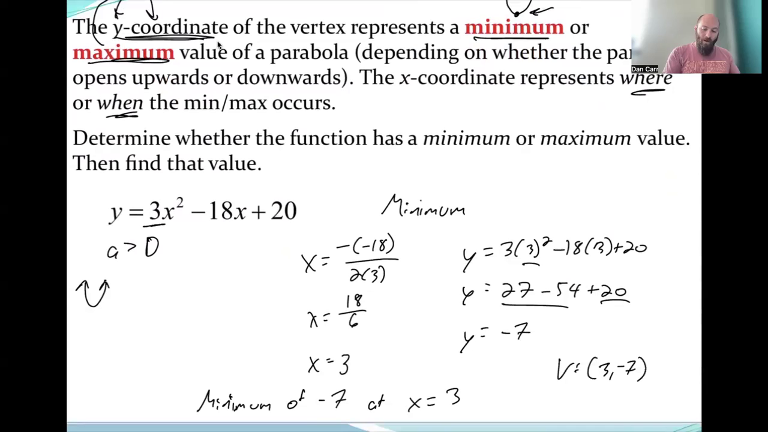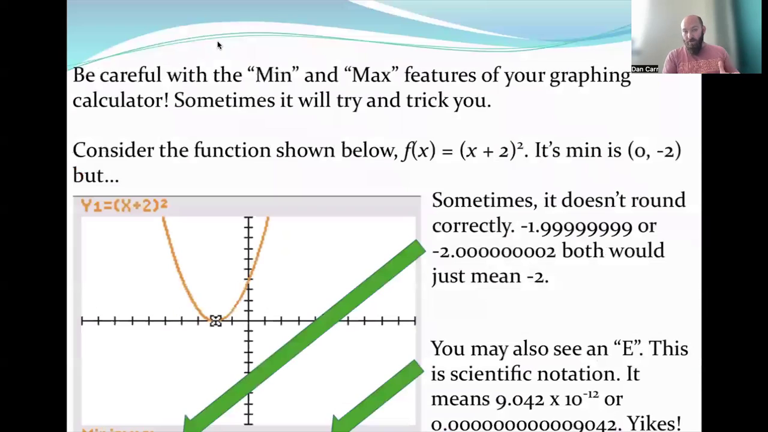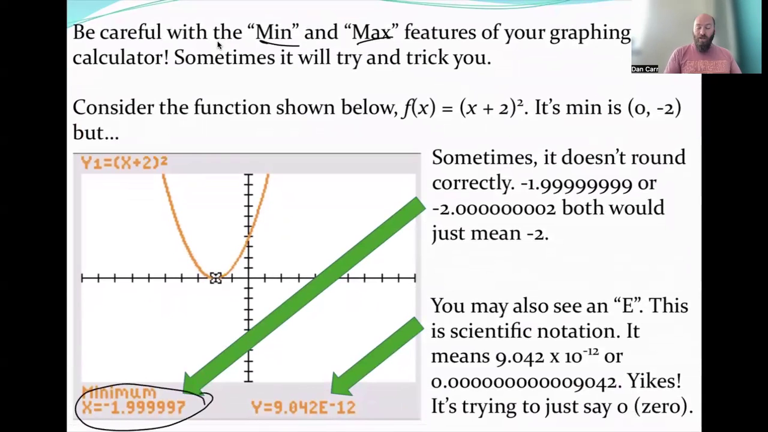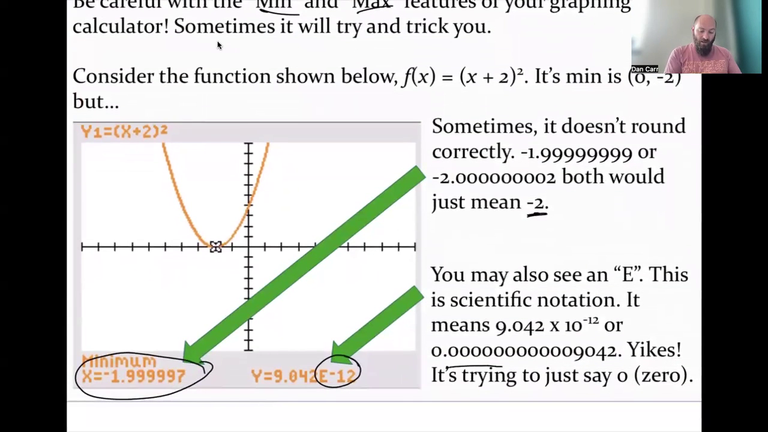Now, you might go and use your graphing calculators, and there is actually a minimum/maximum feature on there that helps you find that vertex. So if you're doing it graphically, just a couple things to keep in mind. When you go through it, you might get some stuff like this. If you get a value where it says the minimum is at -1.999997, that's really close to -2. It's -2. Same thing here with scientific notation like e to the -12, that's a really small decimal number, which is basically just 0 at that point. Okay, but that is it for graphing.